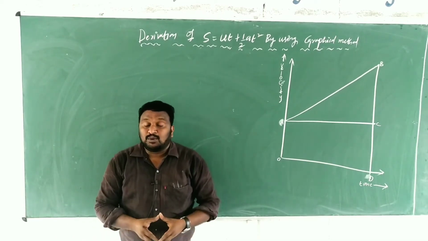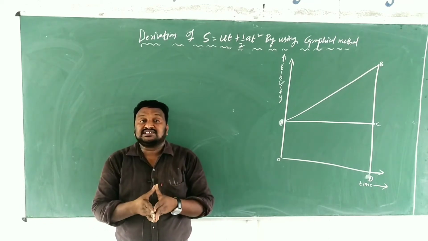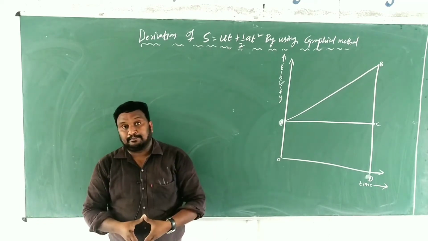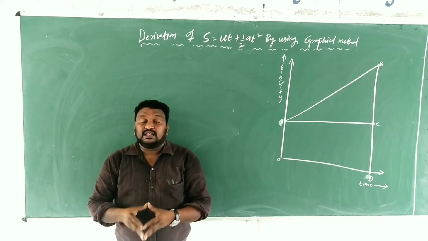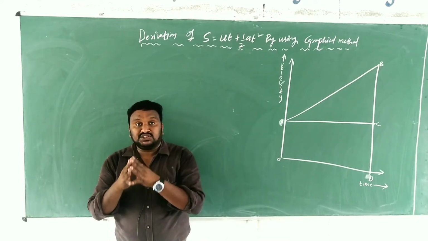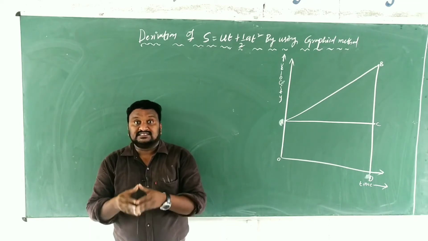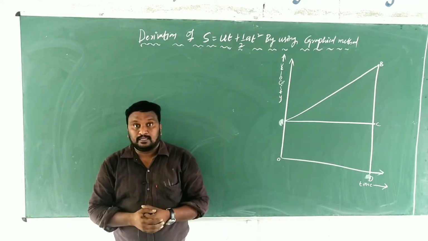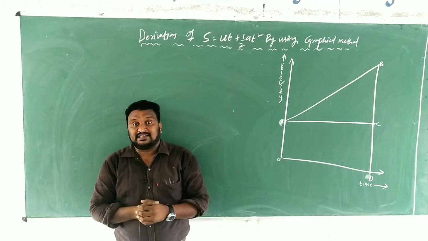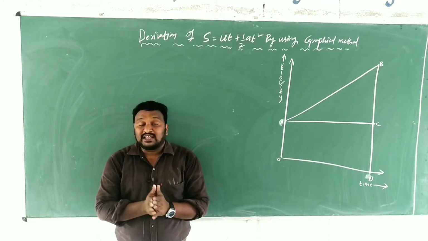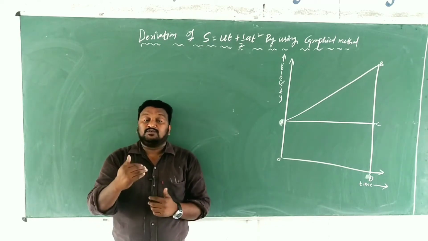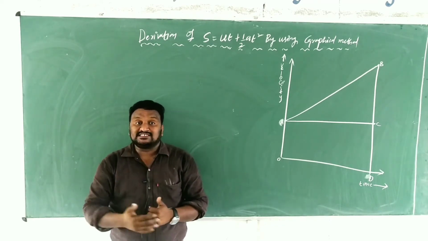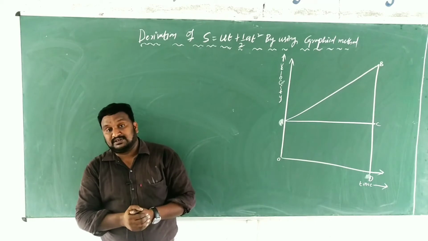Children, all of you know what velocity is. Velocity equals displacement by time, v = s/t. If you plot a graph between any two, that will give us the third one. Here v = s/t. If you plot a graph between s and t, that will give velocity. If you plot a graph between v and t, that will give the displacement.